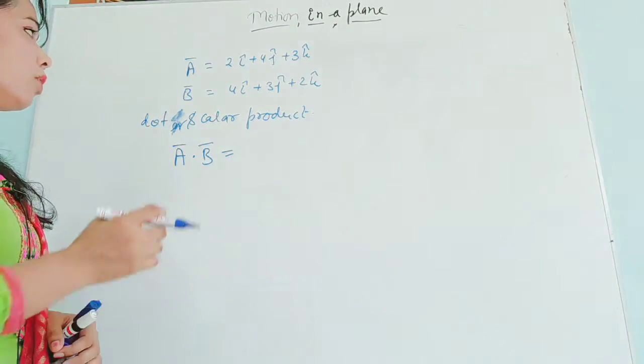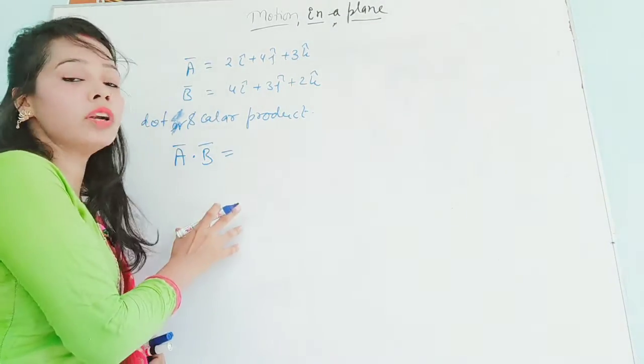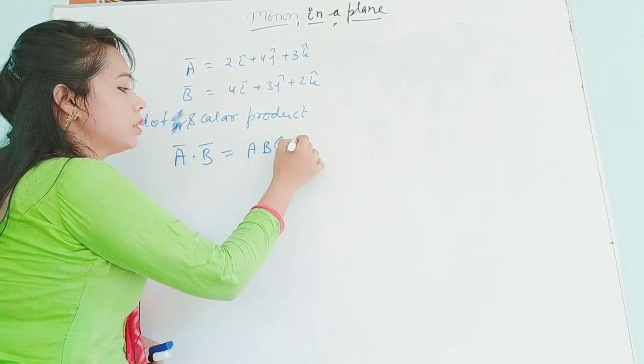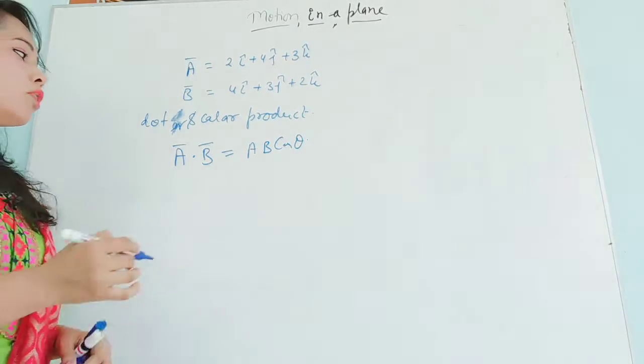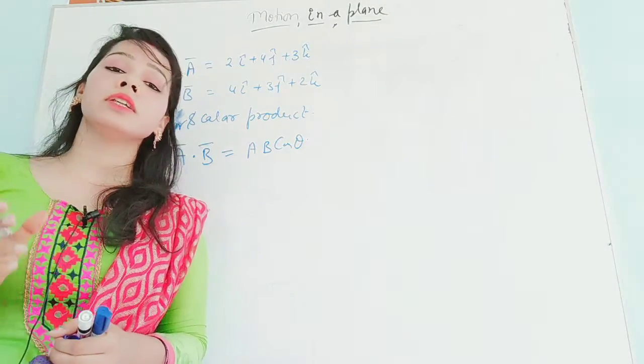Okay, so now we will write down the formula. Write down the formula. The formula for the dot product is A dot B equals AB cos theta. So what is the formula for the dot product? A dot B equals AB cos theta.